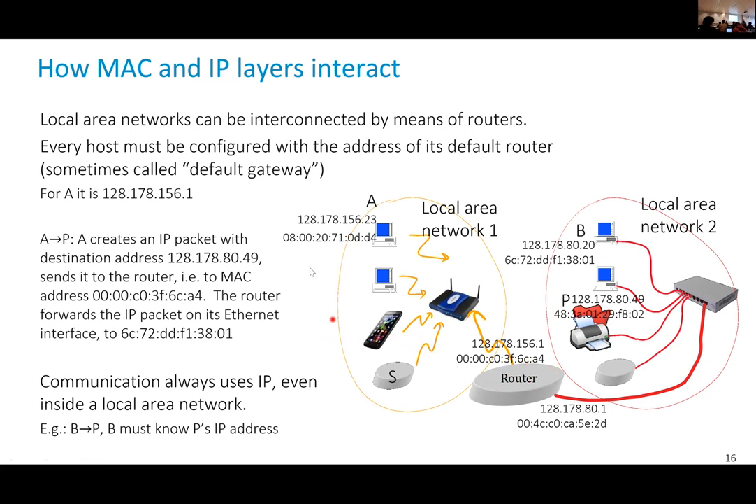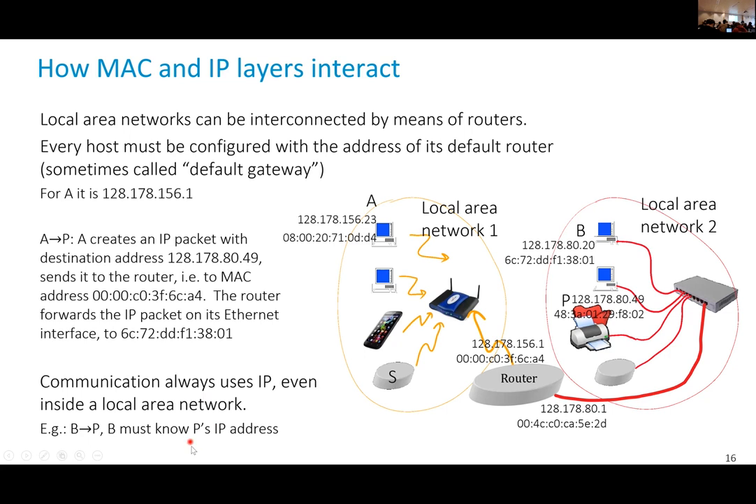The packet has this IP destination address. The router goes to its IP routing table, and it sees that it has to send it to this machine here. So the router will forward the IP packet on its Ethernet interface, which is given here, and will put the MAC destination address of B. So we'll see that the MAC addresses have changed from here to here, from yellow to red. It's a different MAC destination address, but the IP destination address is always the same.